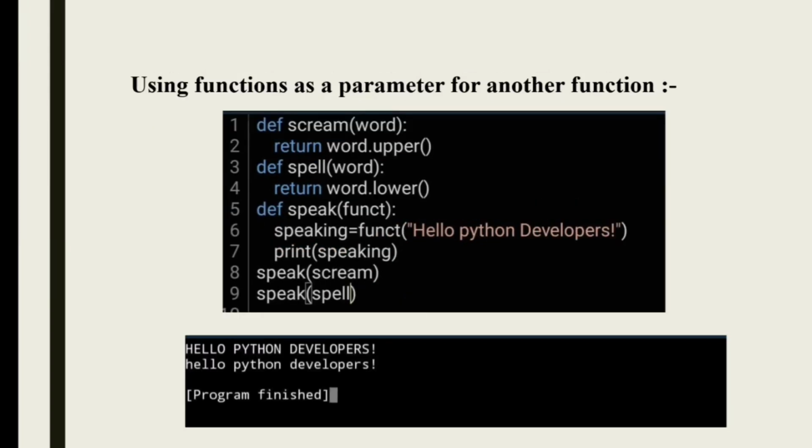Using functions as a parameter for another function. def scream of word, return word dot upper, def spell of word, return word dot lower, def speak of function, speaking equals function of hello Python developers, print speaking, speak of scream, speak of spell. Here we get output as hello Python developers in uppercase as the output of the scream function, and we get the second line output hello Python developers in lowercase as the output of the spell function.